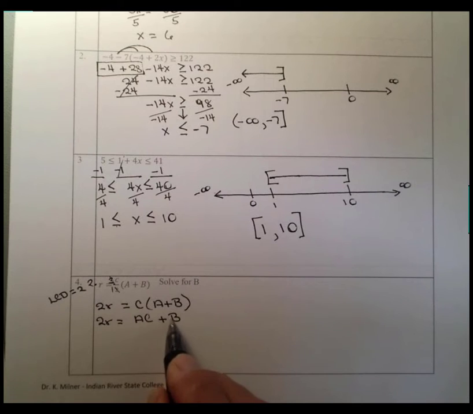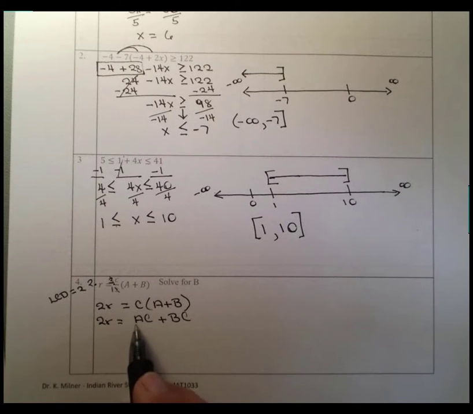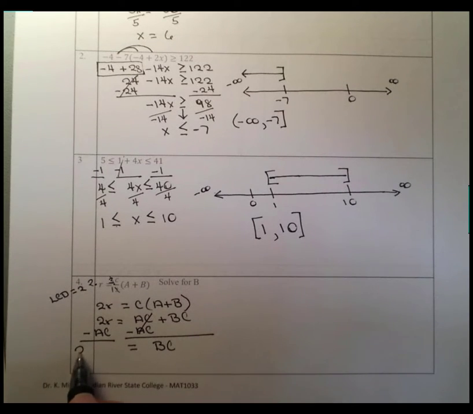Now, this is the term I want to isolate, so I need to get rid of this one. It's a positive ac, so I'll just go ahead and subtract ac from both sides. And now I have bc over here on the left, and bc is equal to, let's just write it out, 2r minus ac.